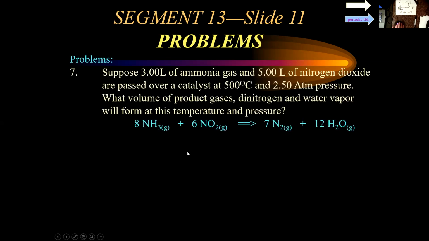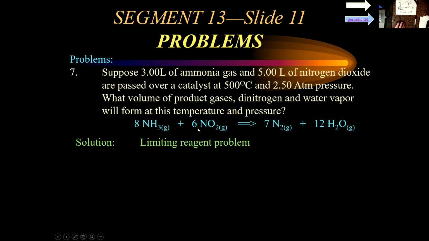All right, now let's do some more problems with it. We've got a reaction of ammonia and NO2 to make nitrogen and water vapor. And let's do the calculation. I've got 3 liters of ammonia and 5 liters of nitrogen dioxide. I pass it over a catalyst at 500 degrees. That's just to make it happen. And the pressure is 2.5 atmospheres. What volume of product gases, dinitrogen and water vapor, will form at this temperature and pressure?